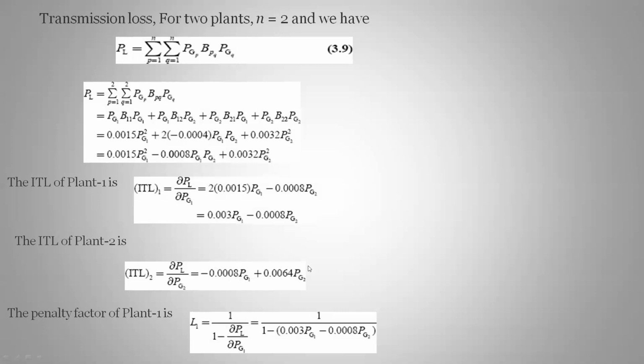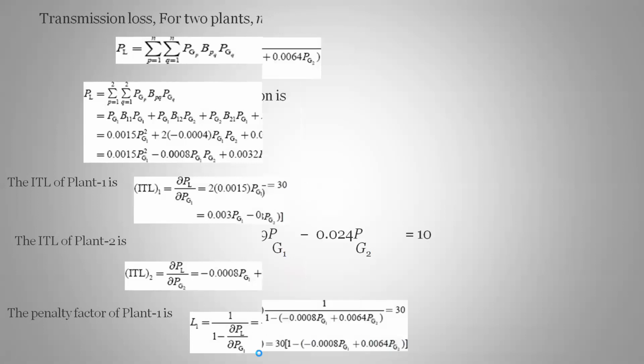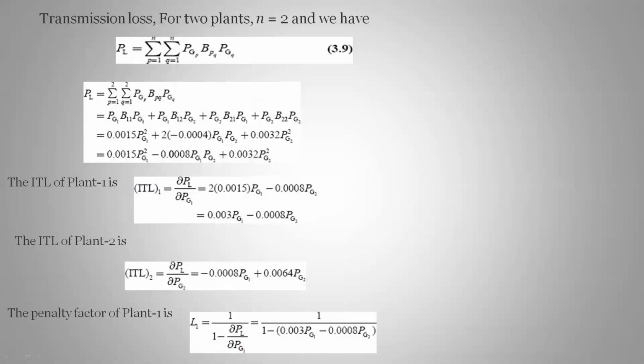And for Pg2 you are taking minus 0.0008 Pg1 plus 0.0064 Pg2. The penalty factor of plant 1, so what is the penalty factor? Penalty factor L1 is equal to 1 by 1 minus dou PL by dou Pg1. You are calculating already dou PL by dou Pg1, the incremental transmission loss of plant 1. You are substituting, very simple.